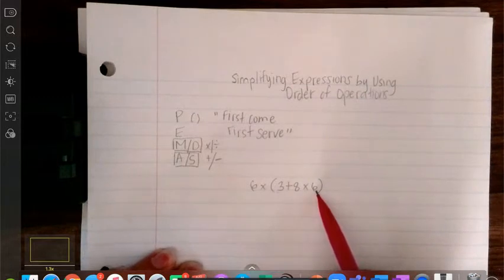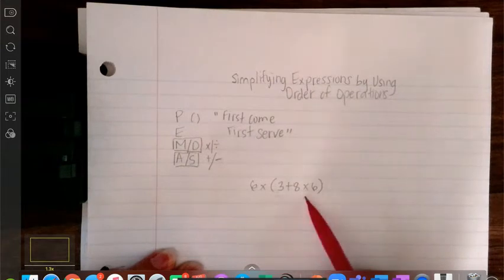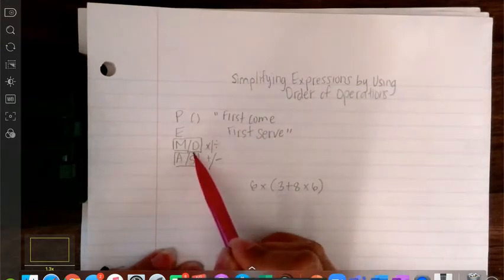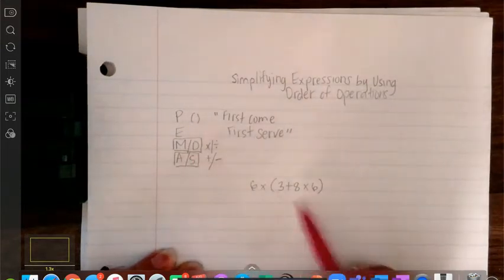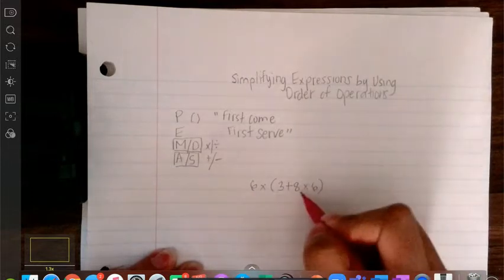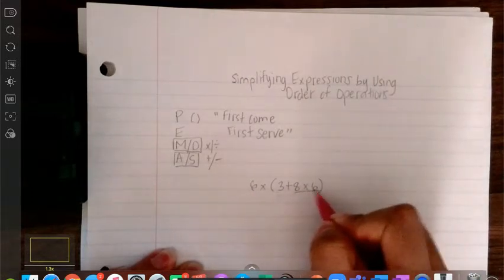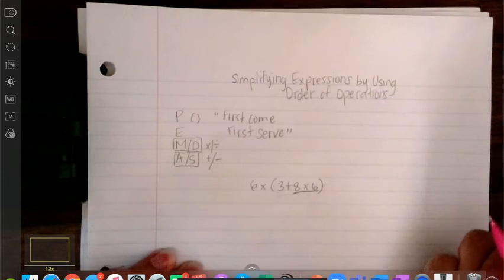Okay, so what would come next? I know that all of these numbers are within parentheses, but what would come after parentheses? We have multiplication and or division. Do we have any multiplication or division? We do. We have multiplication. So we're going to go ahead and solve for that. We're going to underline what we're solving for. Very important that you do that.